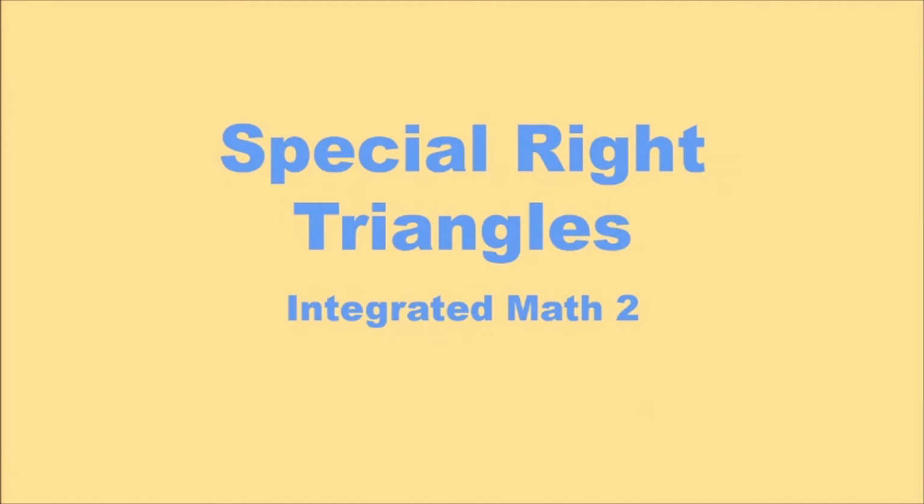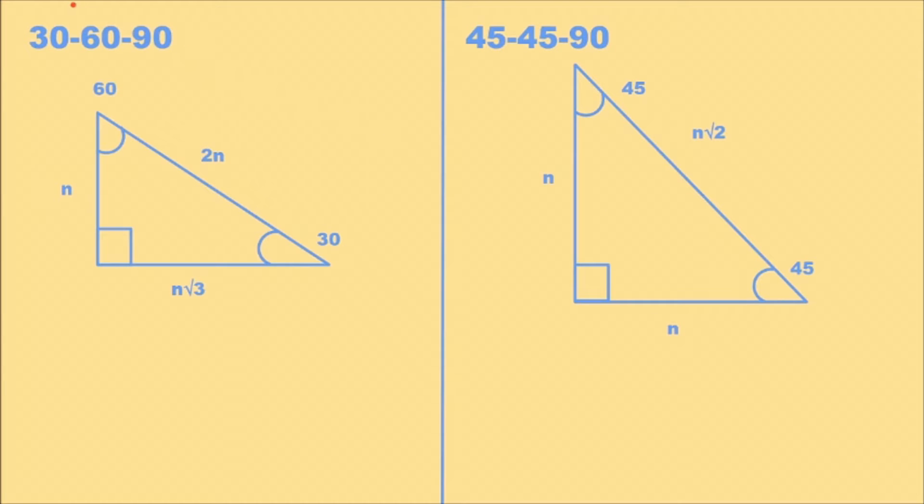Welcome to Timberwolf Tutoring. Today we are covering an integrated math 2 topic, particularly special right triangles. So you may be asking yourself, what are special right triangles? There are two types of special right triangles. We have 30, 60, 90, which are the angles that it has.